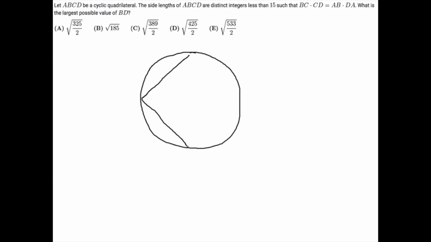So for this problem, we have to first draw a diagram. A cyclic quadrilateral means that it's inscribed in a circle and has a lot of different properties. For example, the opposite angles in a cyclic quadrilateral will always add up to 180, right? And that's going to be used in this problem. So let's say we have the circle, and we have ABCD inscribed in it. This is probably not accurate in terms of proportion, but that's okay.